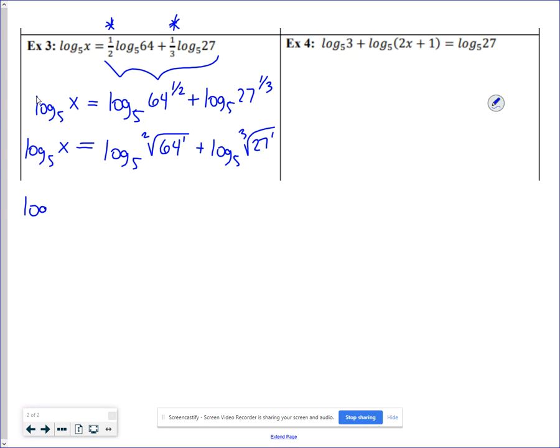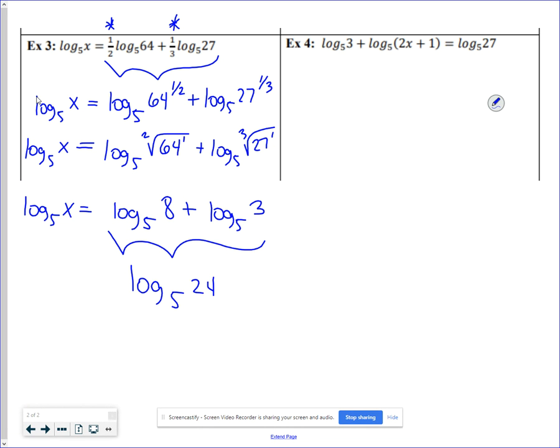So we got log base 5 of x is equal to log base 5 of the square root of 64. The square root of 64 is 8. Plus log base 5 of the cube root of 27. Cube root of 27 is 3. So now we can combine these together to make it log base 5 of 24 is equal to log base 5 of x. Log base 5's cancel out, and x is equal to 24.